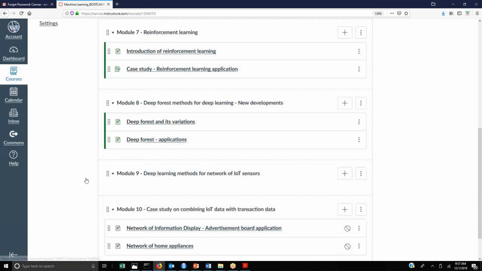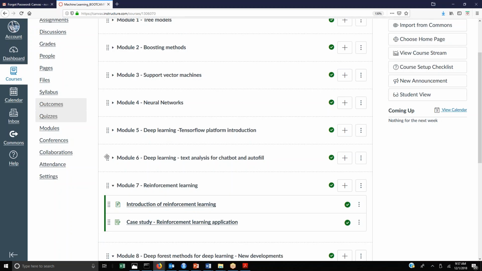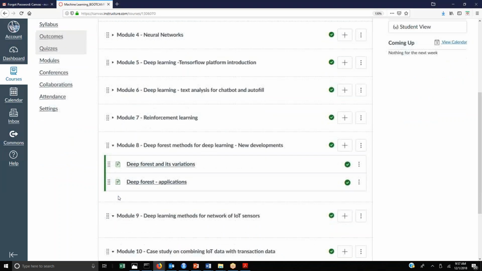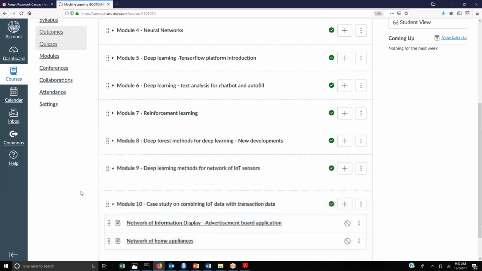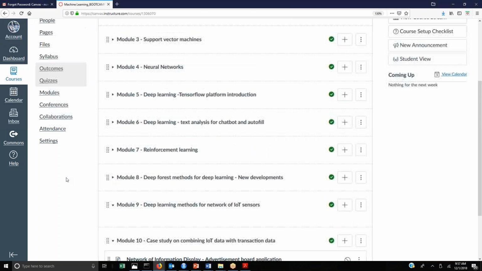So one thing we teach is what is called ரொம்ப important, the tree, decision tree, okay, boosting methods, support vector machine. Are you able to see this one? Yes sir. Neural networks, deep learning TensorFlow platform, deep learning text analytics, reinforcement learning. This method I won't teach, it's a new method, but we don't need that, okay. New method. Some people are questioning this, so it's not ready for serving. Deep learning for network of IoT sensors. Okay, so these are the things I'll be teaching.